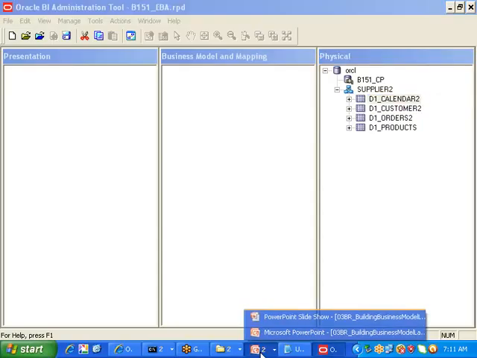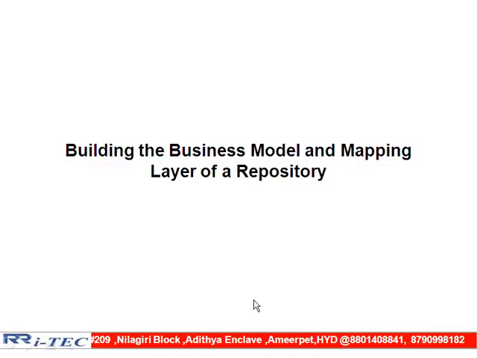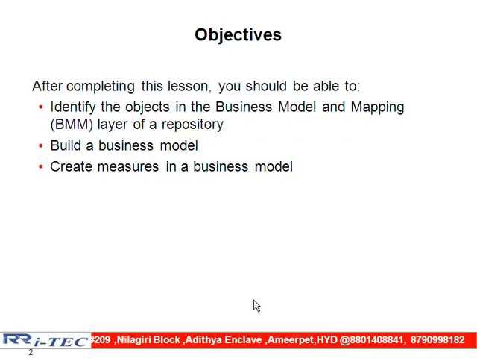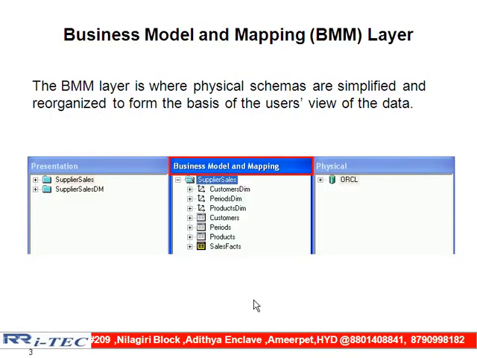Right. Then it is good to go to the next layer, which is called the business model and mapping layer. That is what is on our agenda today. Now, the BMM layer is where physical schemas are simplified and reorganized to form the basis of the user's view of the data.